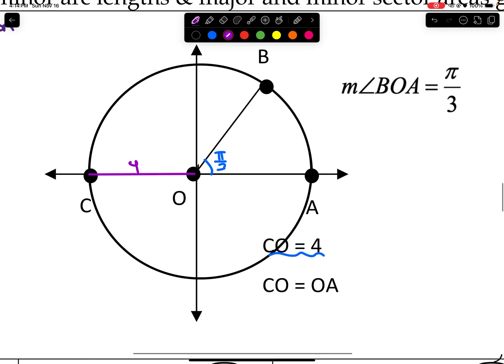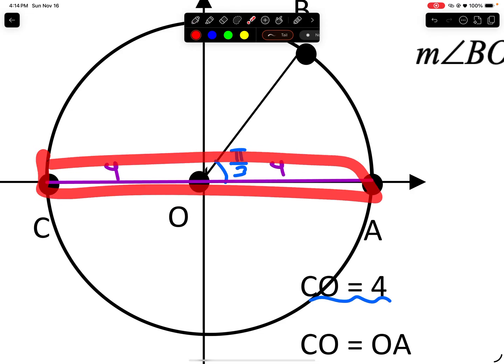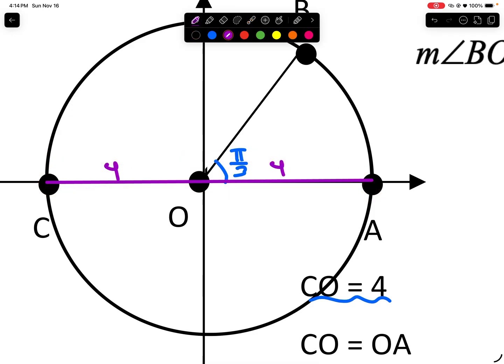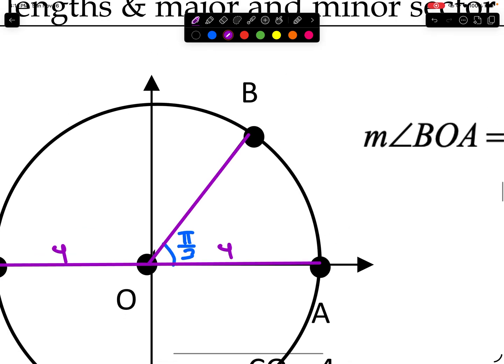Now, what I also know is that CO is equal to OA. So that means this segment is also going to be 4. Close enough. So that means my diameter of the circle is going to be 8 and the radius is going to be 4. Now, if I know the radius is going to be 4, that also tells me that radius OB or BO is also going to be 4.